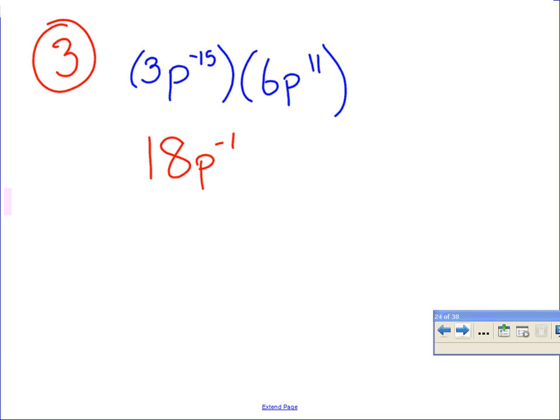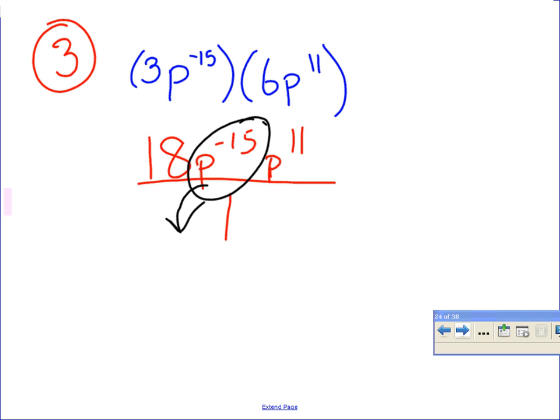Good job. So let me rewrite them just in case you guys need to. And as Will said, after you multiply the coefficients, we need to move that negative exponent. Remember, try to get rid of parentheses first, get rid of negative exponents, and then simplify. Move or flip your negative exponents to make them positive. So p to the negative 15th moves to the bottom. So we have 18p to the 11th over p to the positive 15th power.